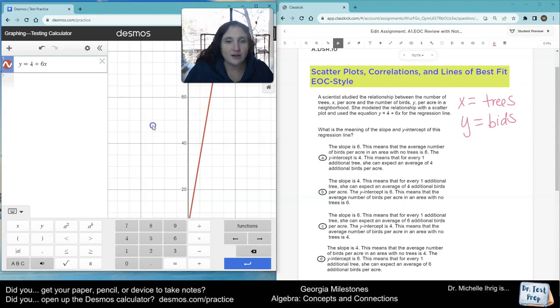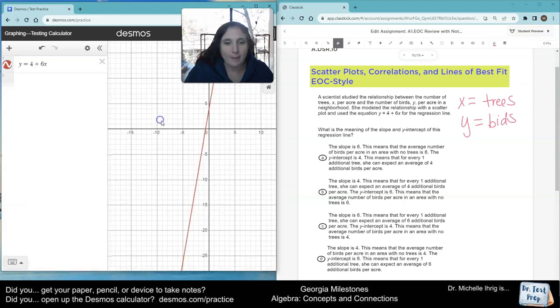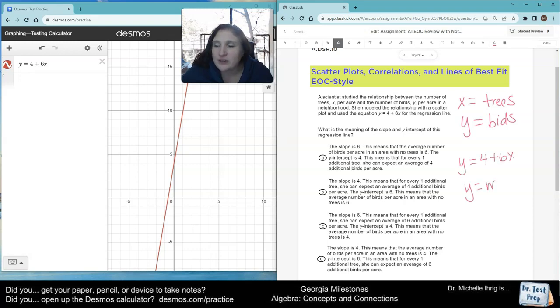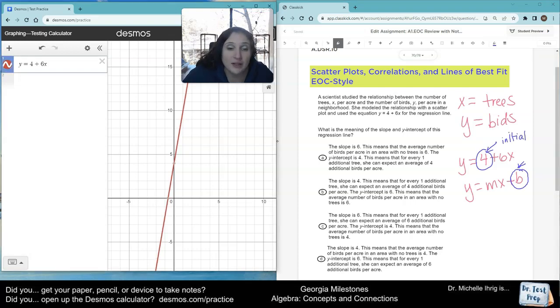Okay, there's our graph. Let me scroll down and zoom. So it's asking, what's the meaning of the slope? Well, if we have y equals 4 plus 6x, we know our formula is y equals mx plus b, where b is our initial value. b is the constant. So 4 is the initial value. If we also look over here, 4 is our y-intercept. So right away here it says y-intercept of 4.